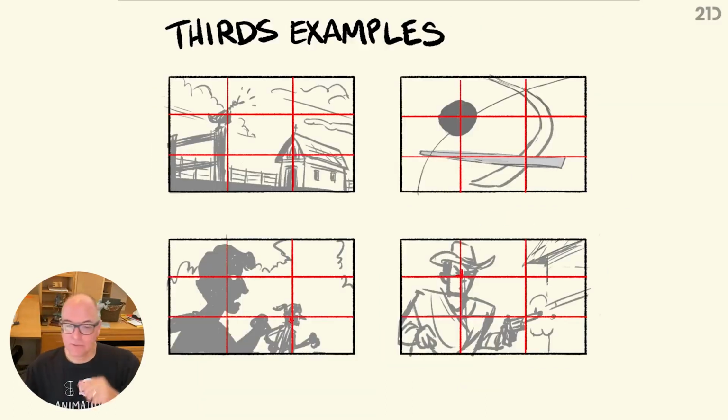Here's some more examples that I did of how to break up a frame into thirds. And you can see again, I'm using a cross point here, usually like an eye line or a main character that I want to hit. I put them up in here as opposed to just everything flatly in the middle of the frame. So I'm using my thirds to break up my composition.